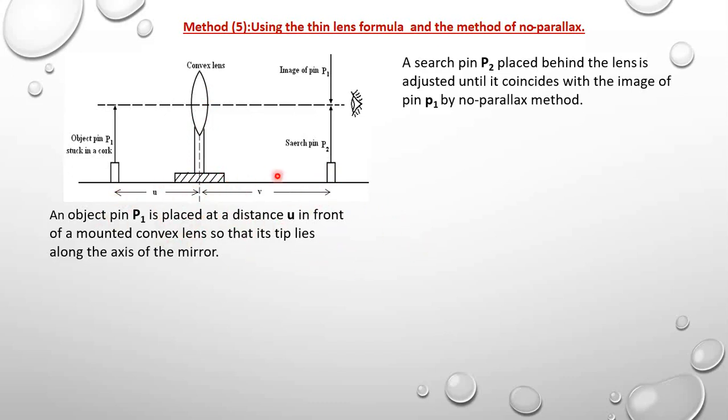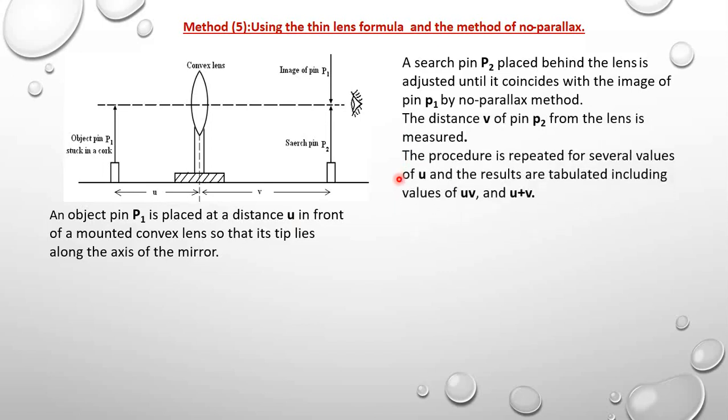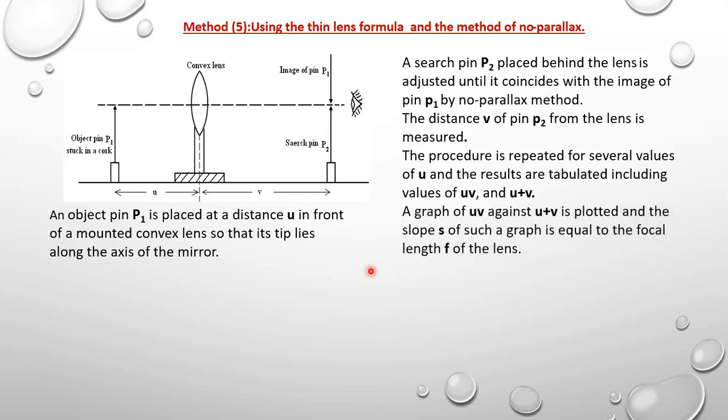and then we shall repeat the procedure for different values of u, and then obtain the corresponding value of v. So if you had started maybe with 10, you can go to 15, 20, 30, like that, and then get the corresponding values of v. And then still, we are going to tabulate our results, including the values of uv, and then u plus v. And then we shall plot a graph of uv against u plus v, and it's going to be a straight line graph. We shall obtain the slope of that graph, and that slope is going to be the focal length of the lens.